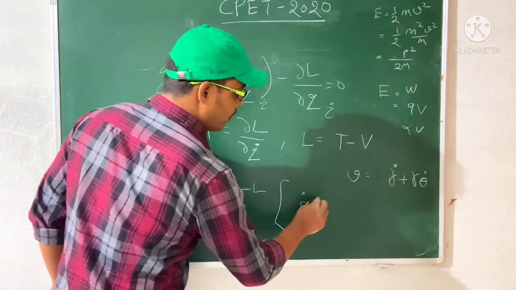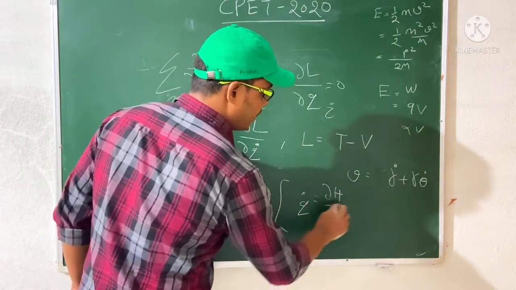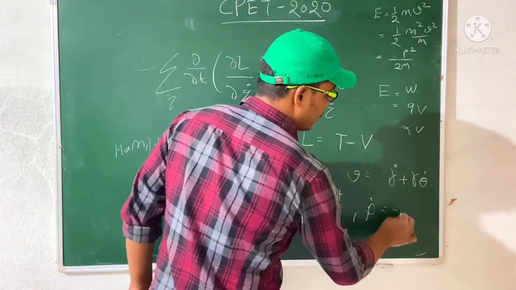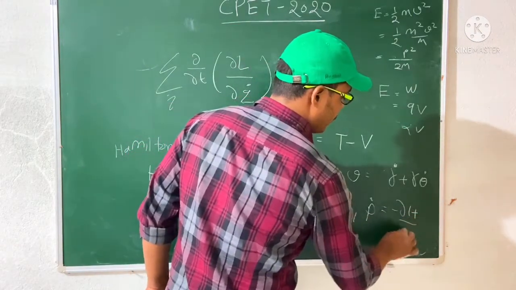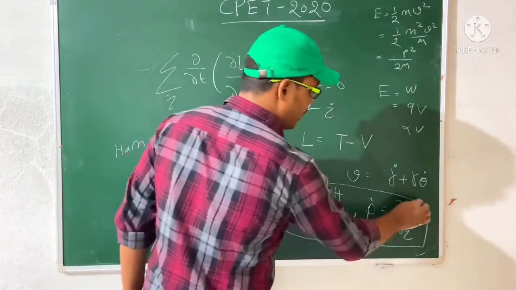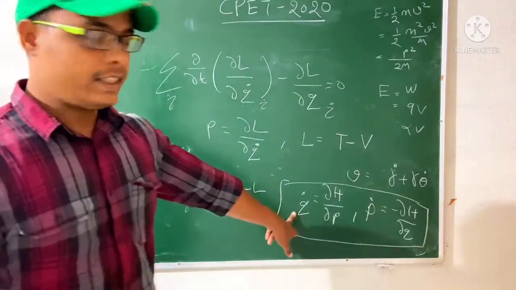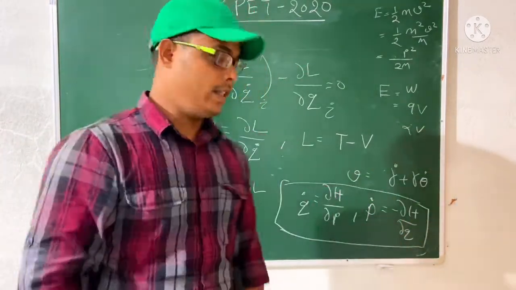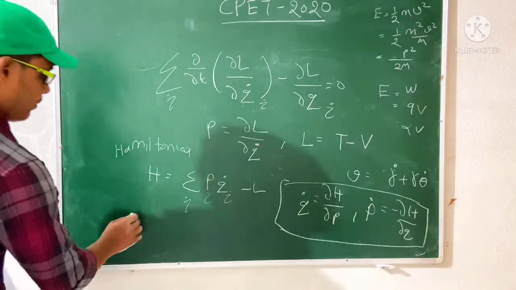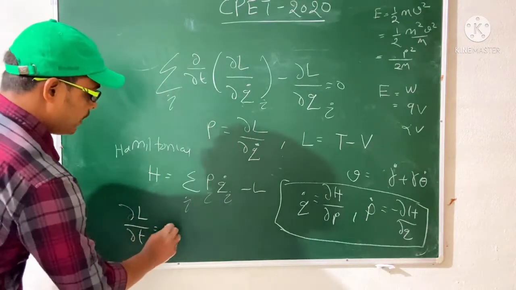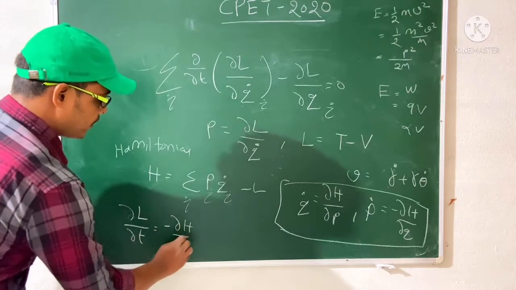That is q dot equal to del H by del P, then p dot that is minus del H by del Q. Remember these are the two important formulas, that is two results of your Hamiltonian. If q dot, then del H by del p. If p dot, then minus del H by del q. And one more important thing to remember: del L by del t equal to minus del H by del t.